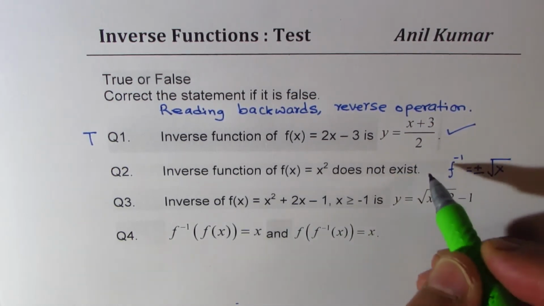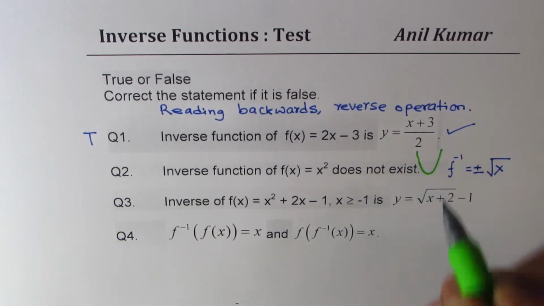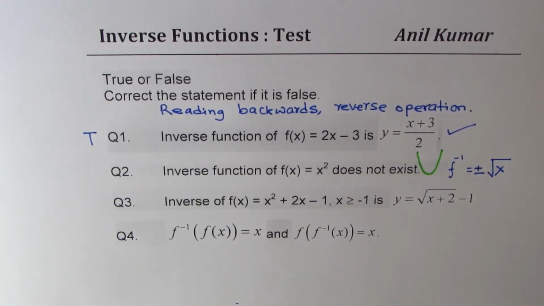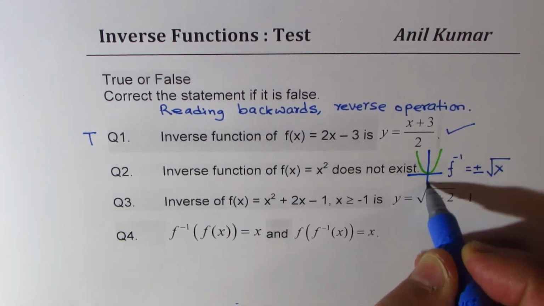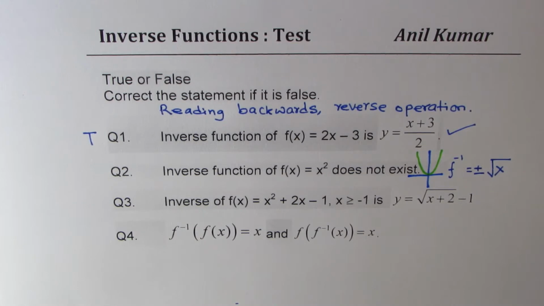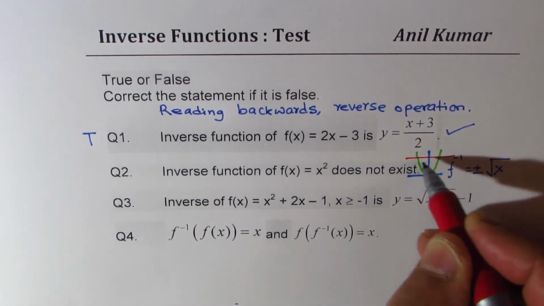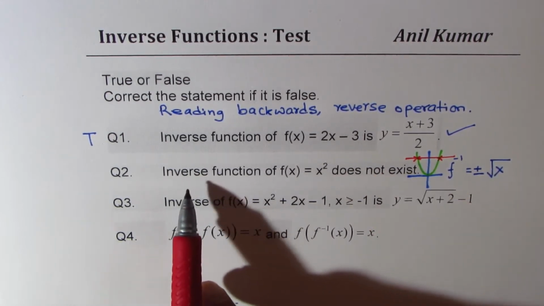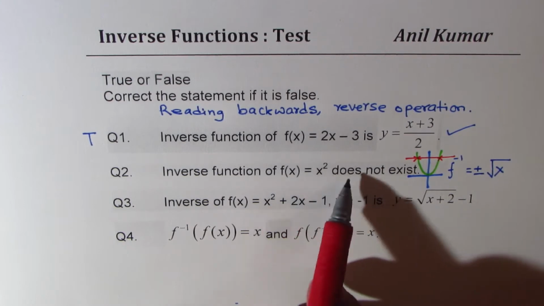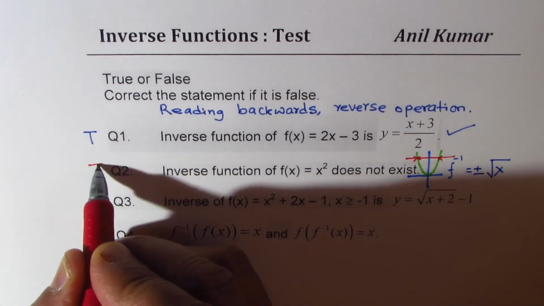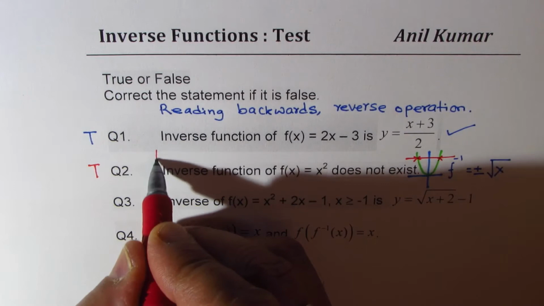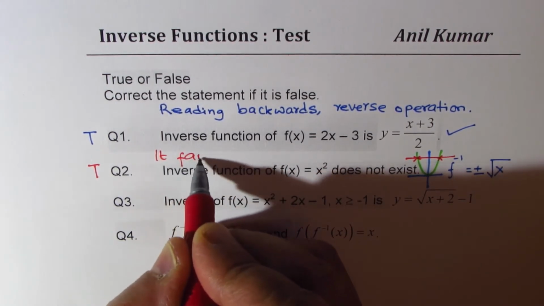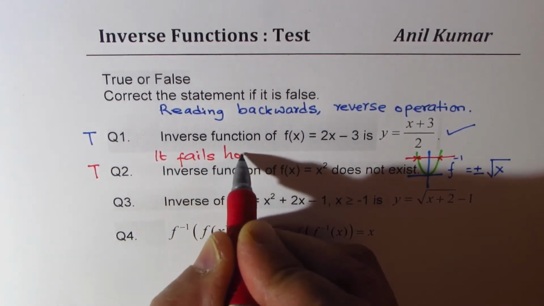Now if you graph x squared, you'll get a parabola. So that is the graph for x squared. It fails horizontal line test. If I draw a horizontal line, it crosses at 2 points. So this statement, inverse function of f of x equals x squared does not exist, is true, since it fails horizontal line test.